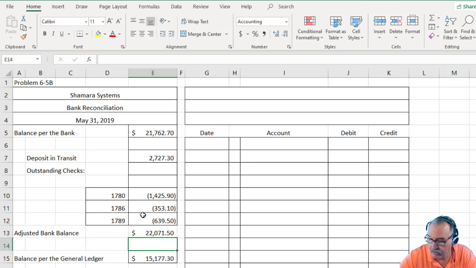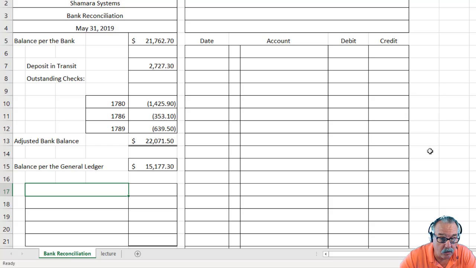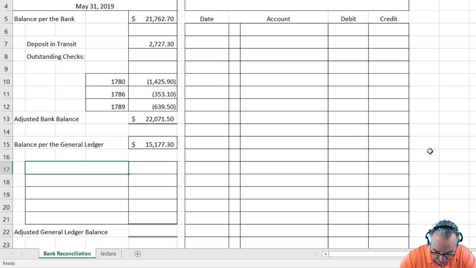$22,071.50. So now we have to deal with the things that were on the bank statement and not on the general ledger. And there's actually 4 things here. We've got, they collected a note. So I'm going to say add collection of note receivable. That amount is $73.50. Does this happen?